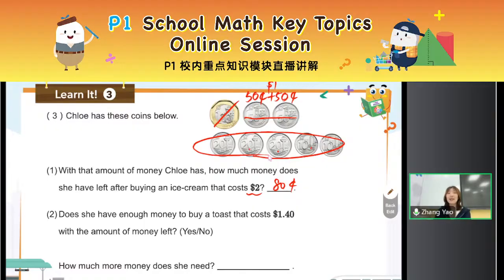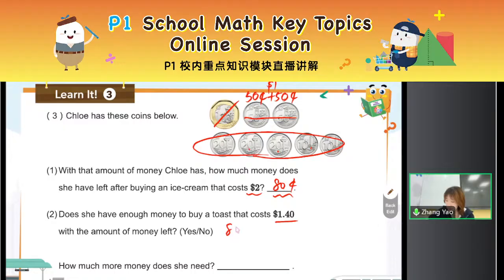All right, and then does she have enough money to buy a toast that costs $1.4 with the amount of money left? How much money do we have left? From question 1, we have 80 cents left, right? This is the amount we have left after buying the ice cream. And now she wants to use the leftover money to buy a toast. Is it enough? Let's see.